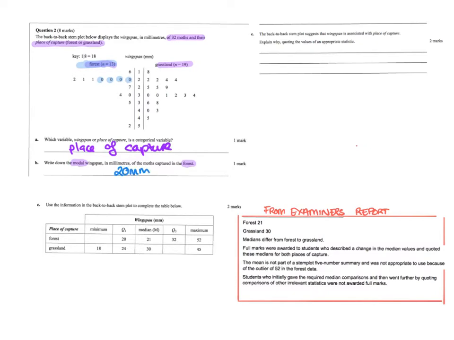Just to remind you, the biggest mistakes I've seen in these ones are people reading the wrong side. Especially when the labels sound similar. Here it's very different, forest, grassland, but sometimes they had actual temperature and predicted temperature. They sound very similar and you accidentally pick the wrong thing. All right, it says use this information in the back-to-back stem plot to complete the table below.